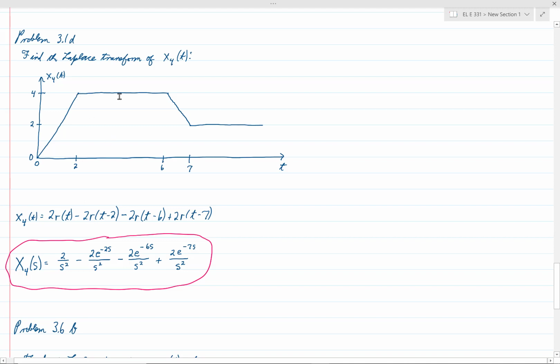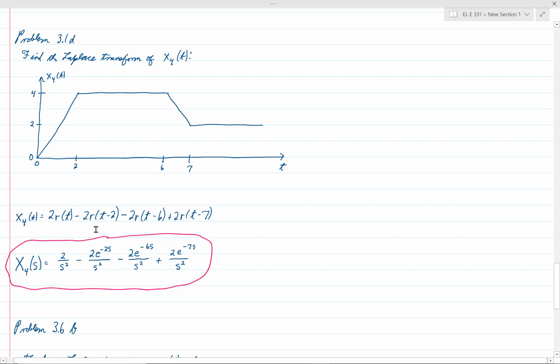That will make this flatten out and stay like this, but then at t equals 6 we want it to go down. And let's see, how much is it going down? Well, it's going down 2 units from 4 to 2. It goes down 2 units in a horizontal distance of 1, so this slope is negative 2. And that's why we have negative 2r of t minus 6. That will give us this, and then we want that to flatten out, so we add plus 2r of t minus 7. That will make it flatten out starting at t equals 7.